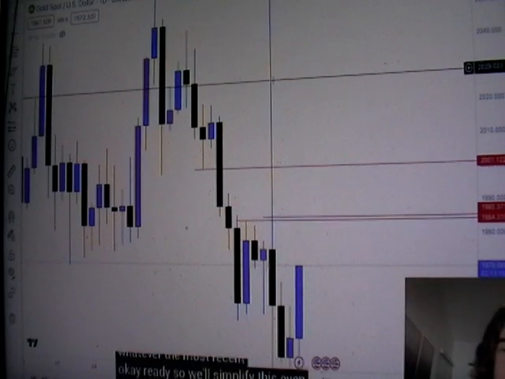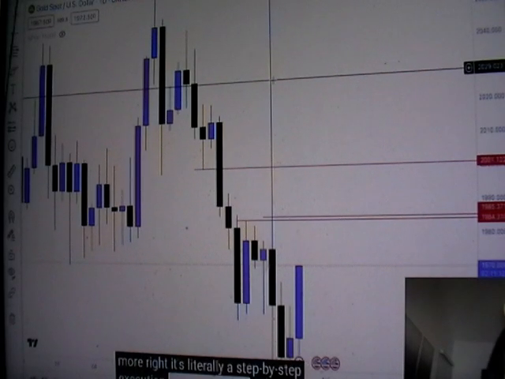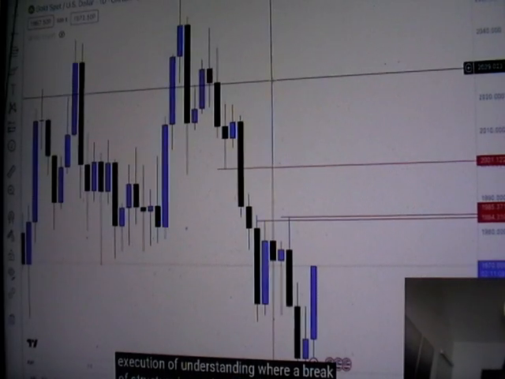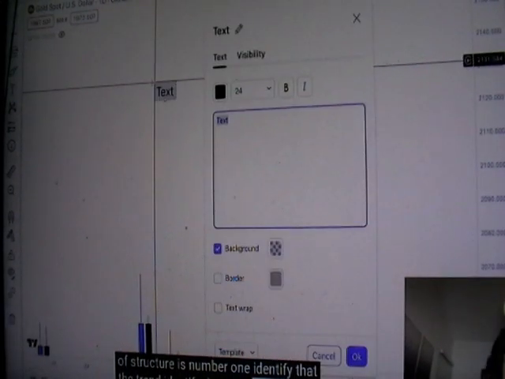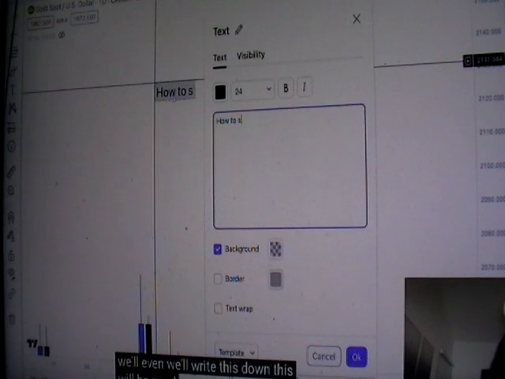So we'll simplify this even more, right? It's literally a step-by-step execution of understanding where a break of structure is. Number one, identify the trend. Identify the trend. We'll even write this down. This will be good.